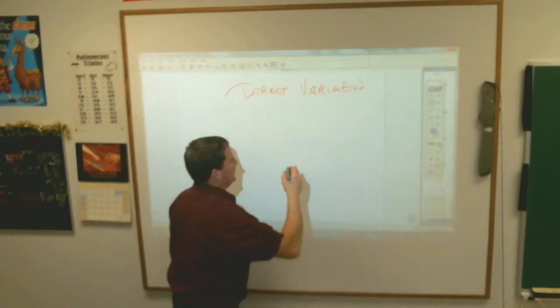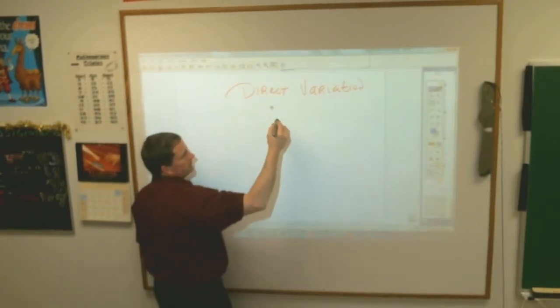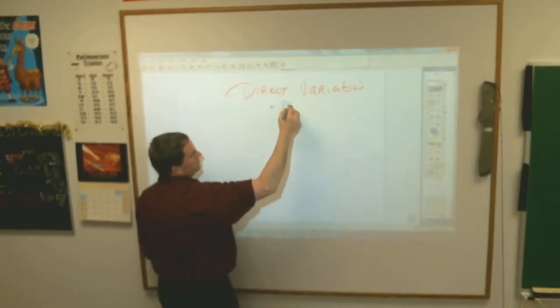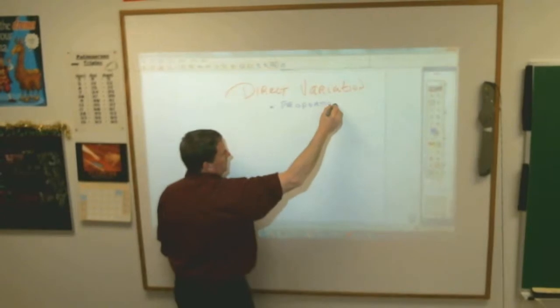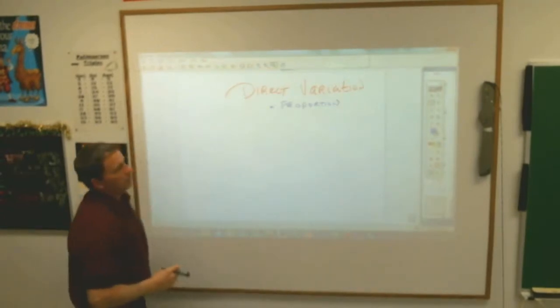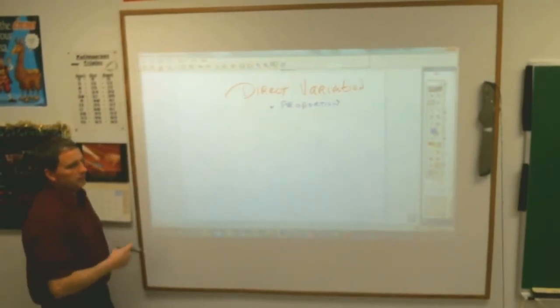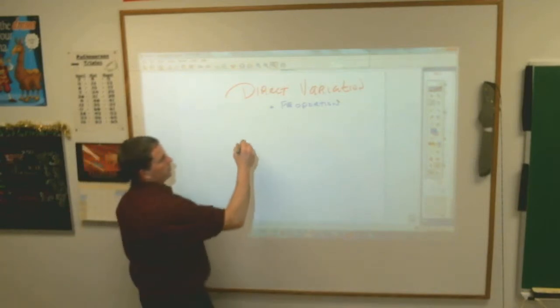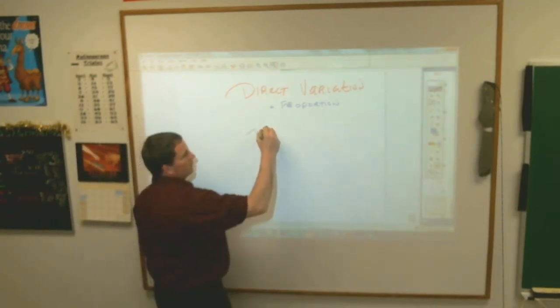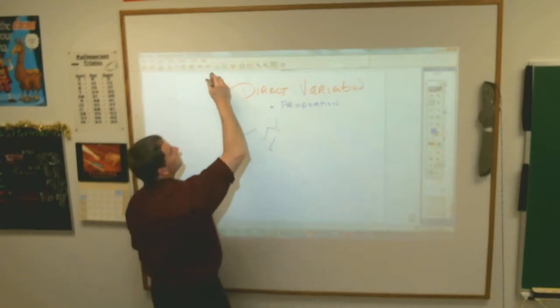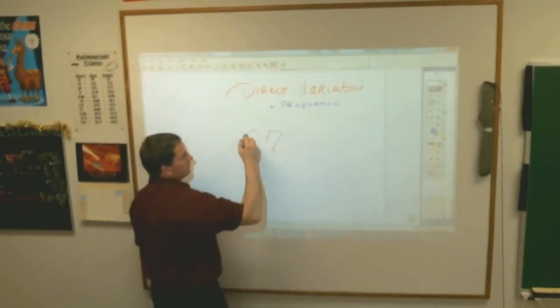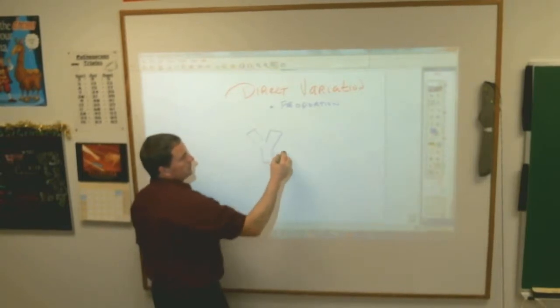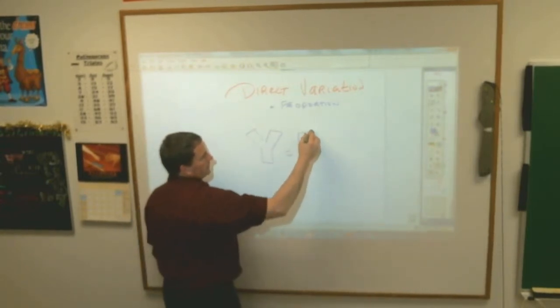Really, in essence, in the real world, it simply means proportional. If you want to see what direct variation looks like, the book shows it, or math people show it like this, where y equals k.